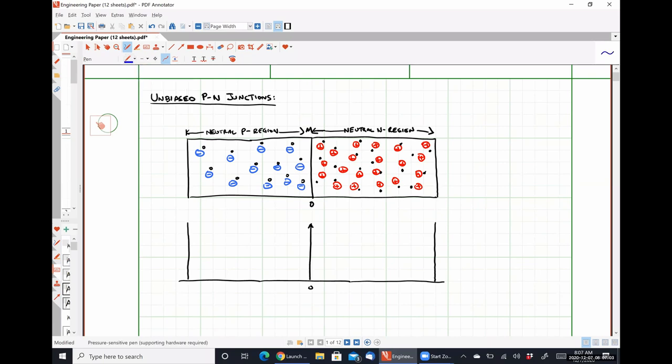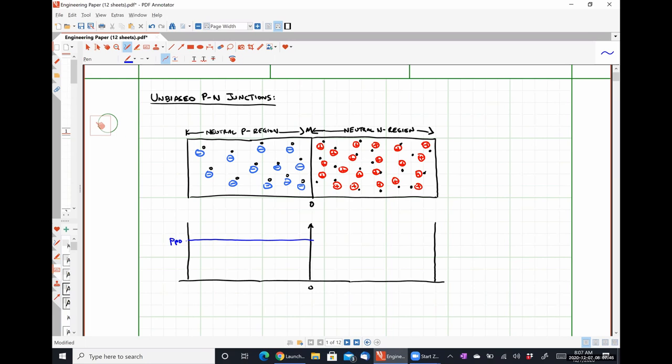I should see that my P region has a pretty large concentration of holes. I'm going to call this PP naught. It is the hole concentration, which is what that first P is for, on the P side of the junction, which is what the subscript P is for, and the zero is telling us that we are at an unbiased condition. This is at equilibrium, or what we're considering equilibrium right now.